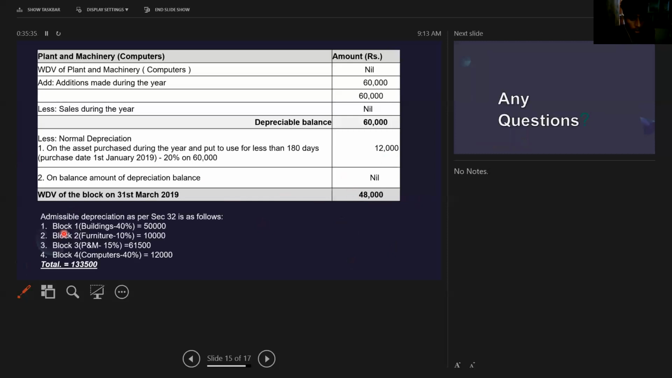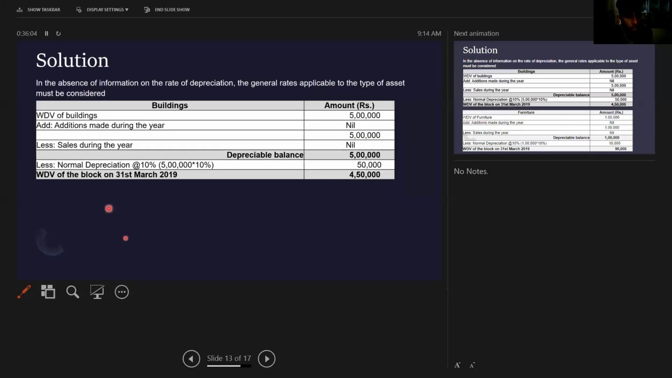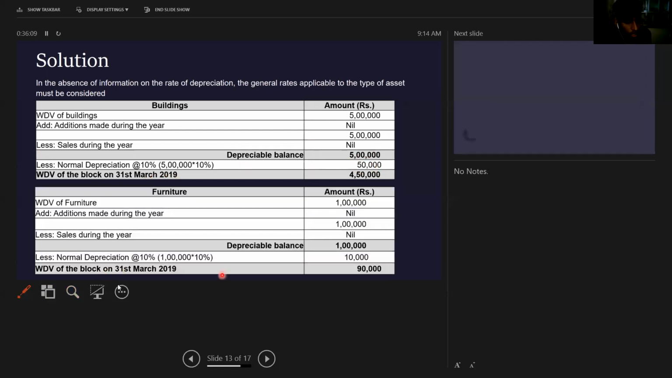Now, after calculating all the accounts, the last thing which we have to do is calculate the total depreciation. So, admissible depreciation as per section 32 is as follows. For the first block, buildings, the rate is 40%, and the depreciation amount is 50,000. You can see it. And for furniture, the depreciation amount is 10,000.